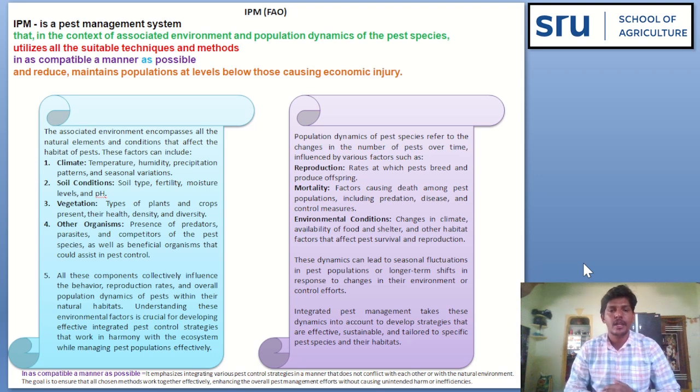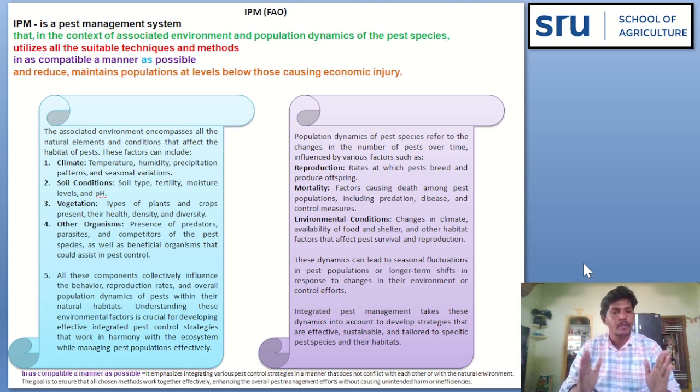But as per the FAO, IPM is a pest management system that, in the context of the associated environment and population dynamics of the pest species, meaning this system understands the surrounding environment and considers the population number of the pest species, then only goes for management, then only utilizes all the suitable techniques and methods in as compatible a manner as possible and reduces and maintains the population at levels below those causing economic injury.